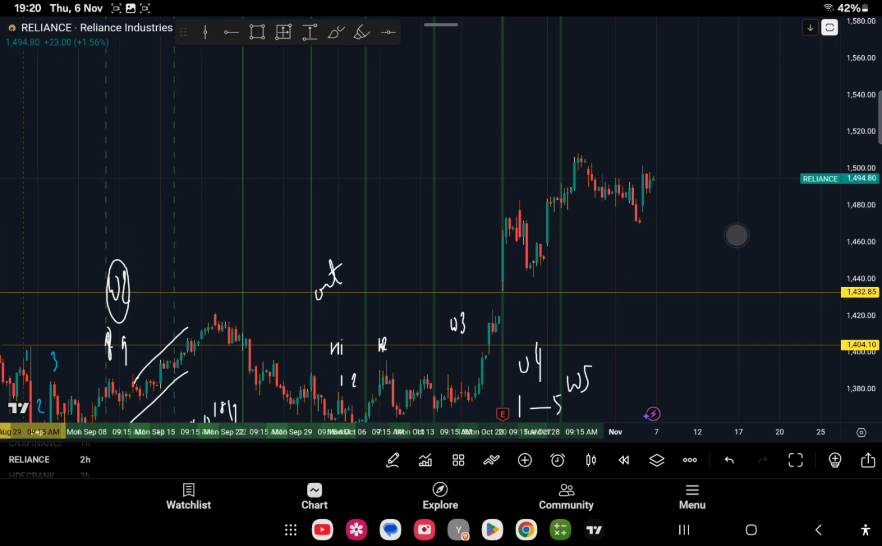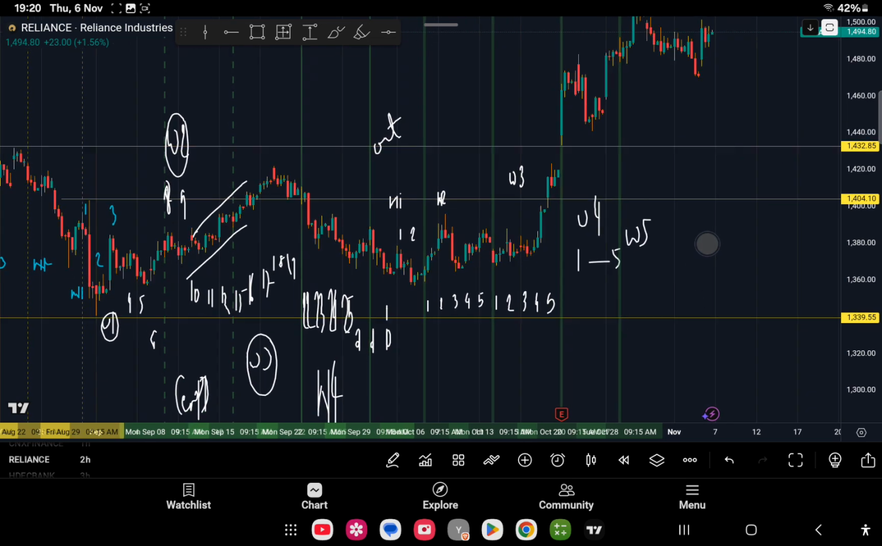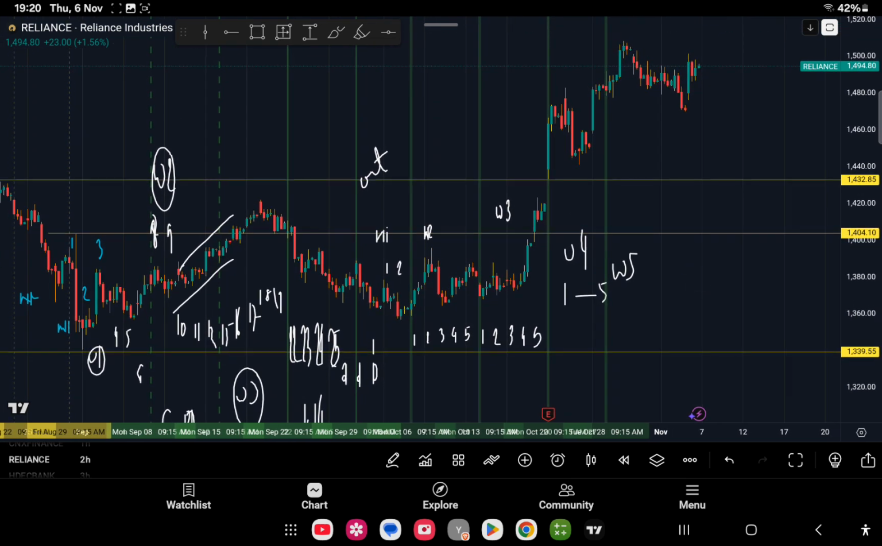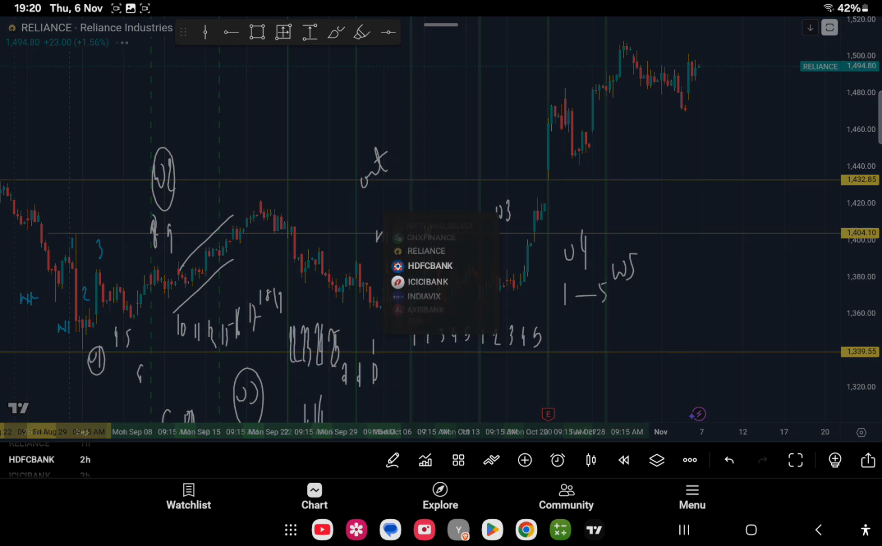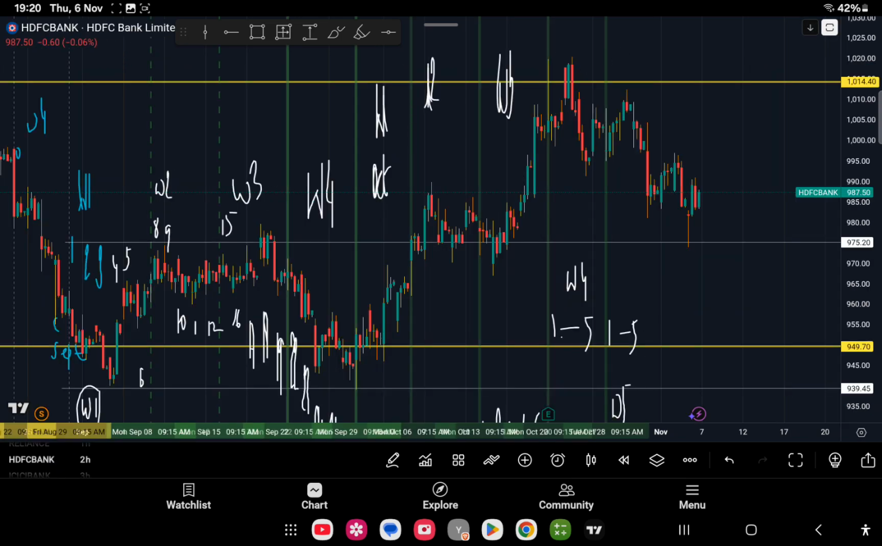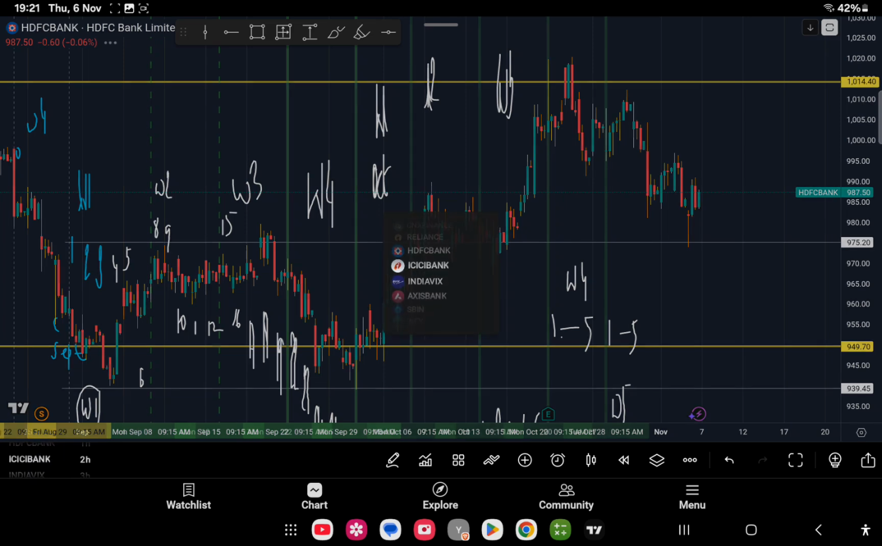So this is basically the Reliance chart where you could see September and October it was completely sideways, and in the last week of October we see a breakout and the breakout is sustaining here. Now we'll check HDFC Bank. So same pattern. In October and September the resistance and support was pretty good, and then in November month it's in the retracement phase.